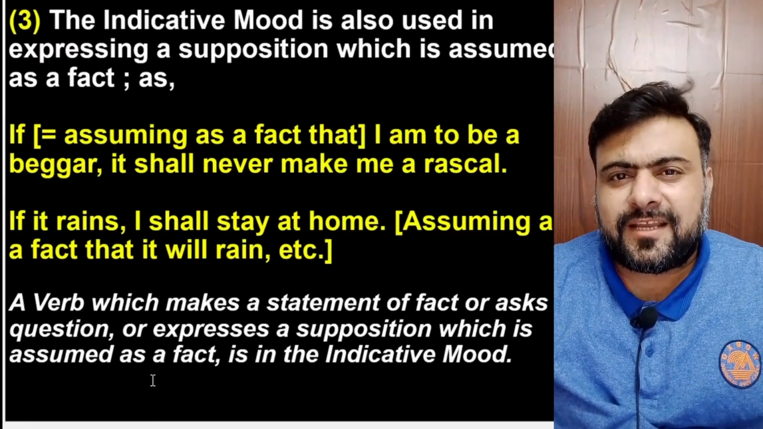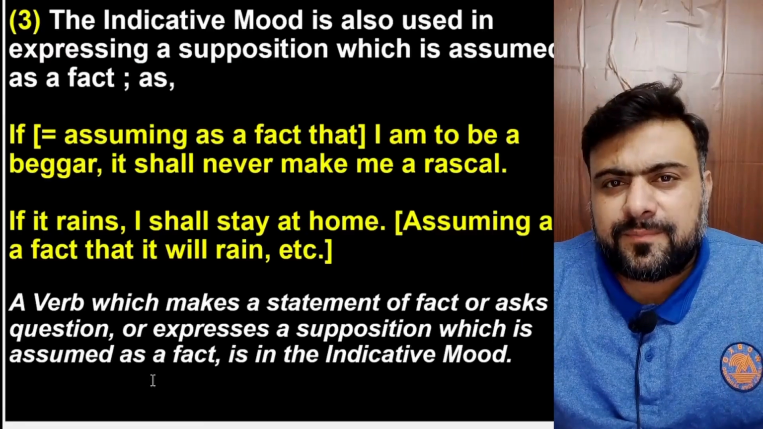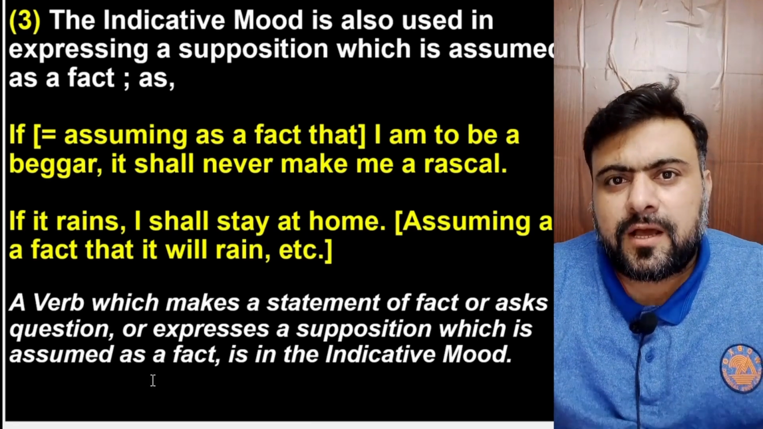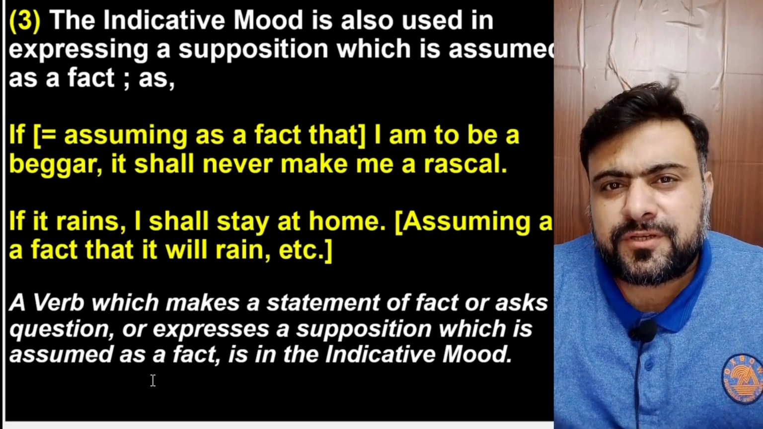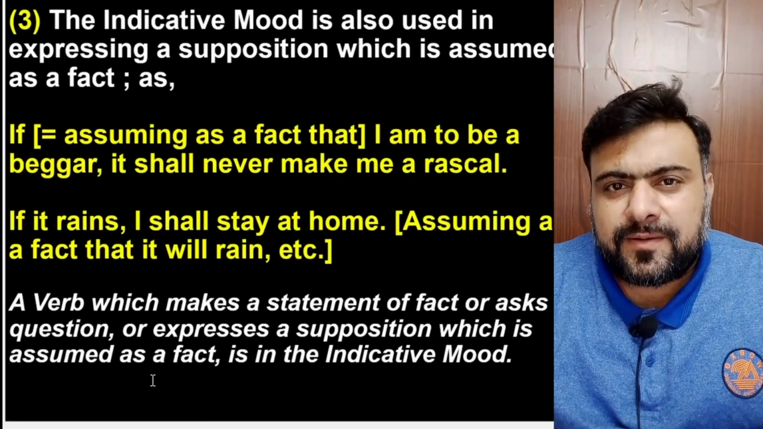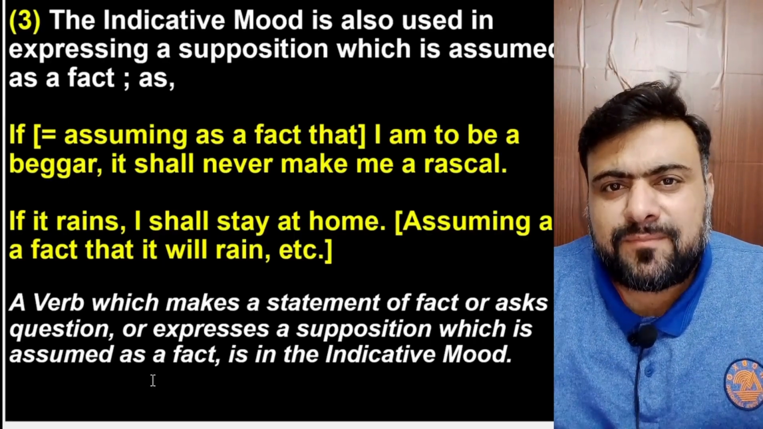So, what is the indicative mood of a verb? A verb that makes a statement of fact, or asks a question, or expresses a supposition that is assumed to be a fact. That kind of verb is said to be in the indicative mood.